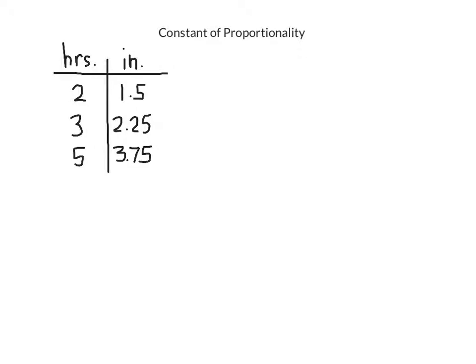In the last video we were looking at whether a relationship was proportional. The way we check, if you remember, is to put all the y values over their corresponding x values and see if they are each in the same ratio. So in this case we would put 1.5 over 2, and is that equal to 3 over 2.25?